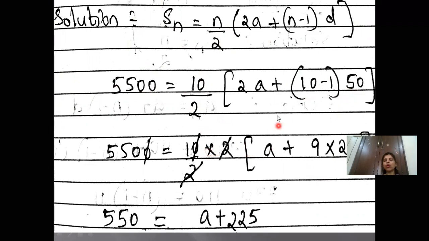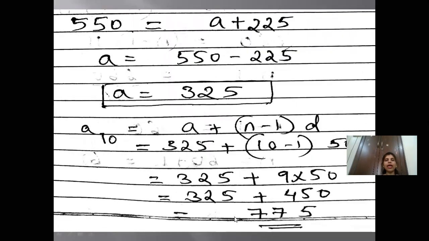So I'll pull this 2 out. You can see there are two different terms, so I can pull that. And here I'm left with 9 into 25. So 2 gets cancelled. This 0 and this 0 gets cancelled. So I get 550 is equal to a plus 25 into 9 becomes 225. Now after that, 550 and 225, when you subtract, you get 325. So that is how you get the value of a.